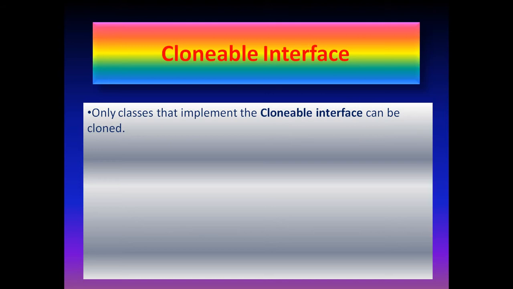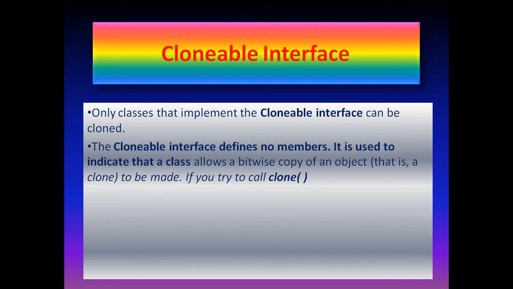To clone an object, the class has to implement the interface named Cloneable. You can see on the screen, only classes that implement the Cloneable interface can be cloned. And this Cloneable interface doesn't have any members, neither data members nor method members. It is just to indicate that a class allows a bitwise copy of an object.